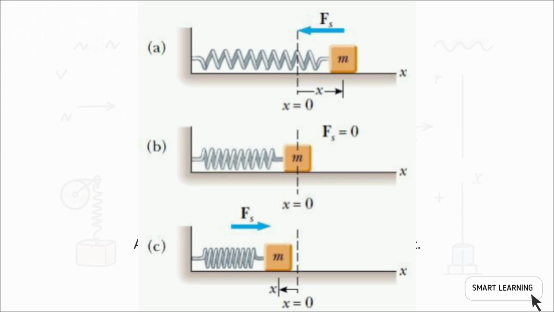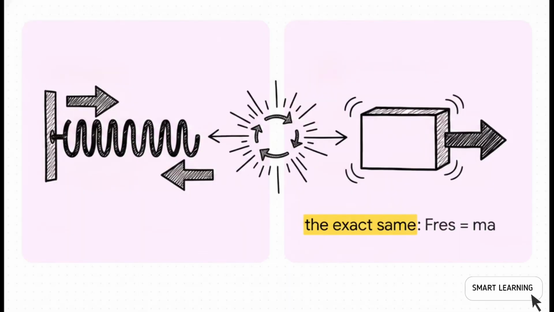Now, every spring is a bit different, right? The force required to stretch or compress it is determined by its stiffness. In physics, we call that the spring constant, or k. Now here is where it gets really interesting. We can actually define that restoring force using two totally separate, legendary rules of physics.